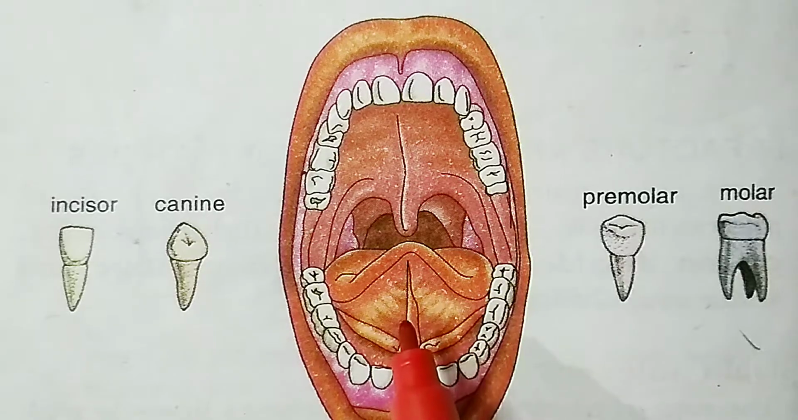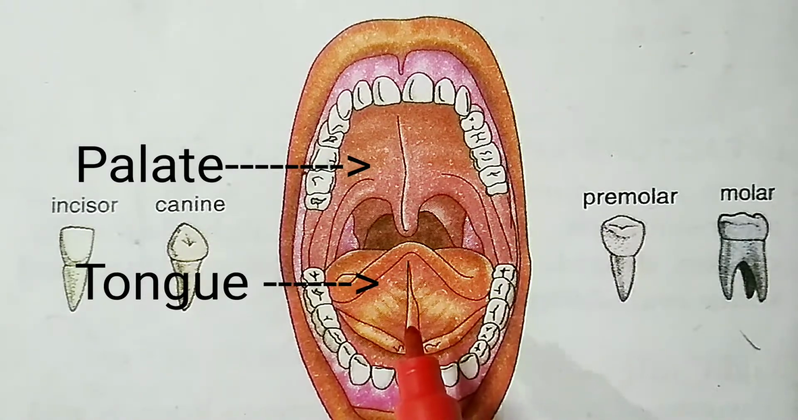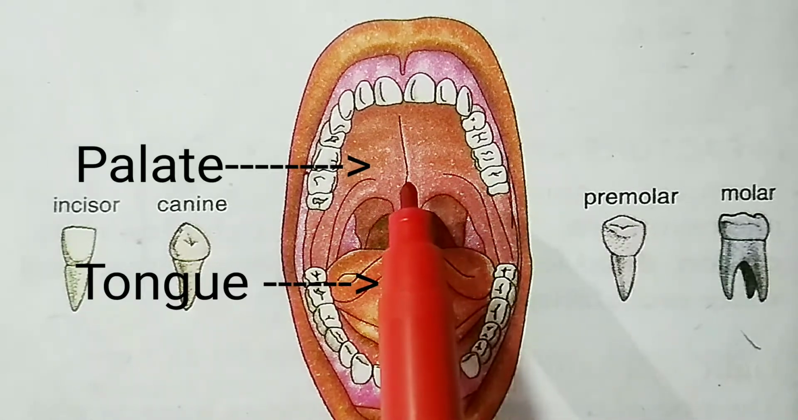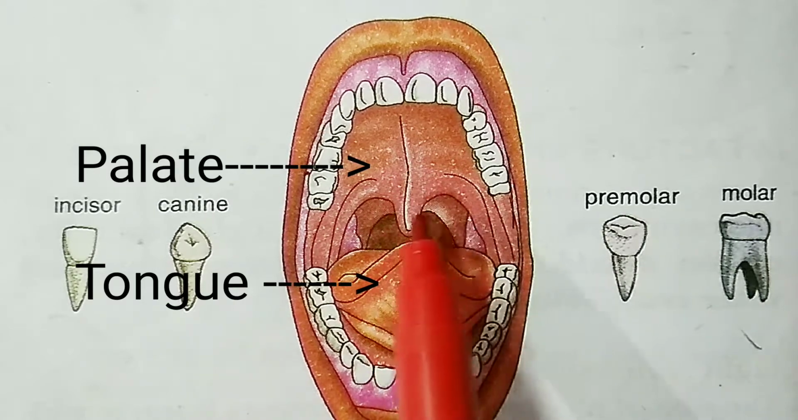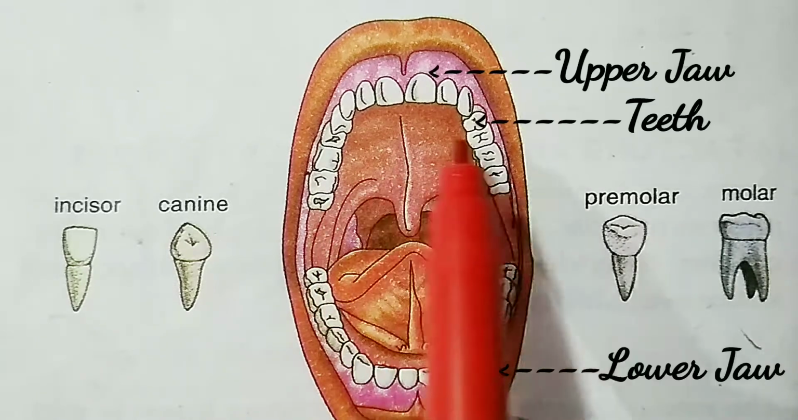The next part is tongue. This tongue is a thick muscular organ covered by mucous membrane. It contains taste buds by which we can detect tastes. Next part is the palate. The palate forms the roof of the mouth cavity and its first part is hard, but the inner part or the posterior part is soft. Next part is the teeth.